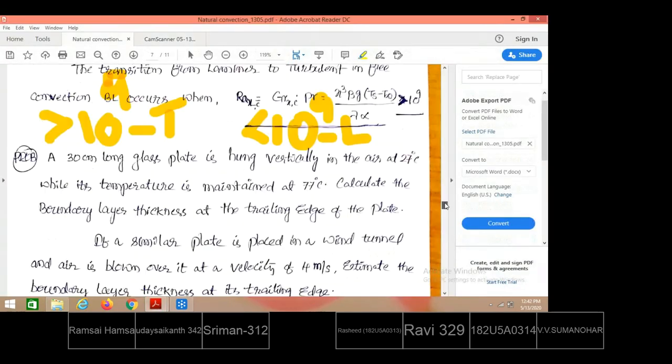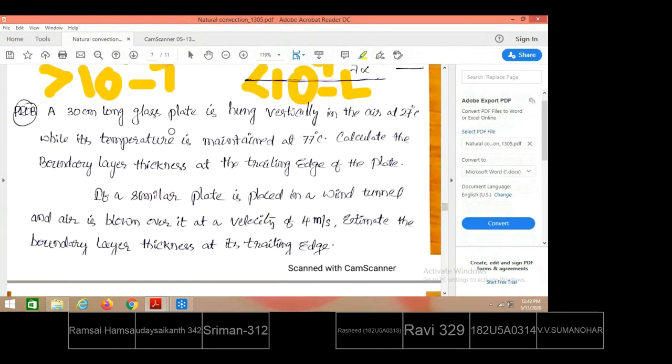You see, what is the problem given? A 30 centimeter long glass plate hung vertically in air at 27 degrees centigrade. T infinity is 27. The length of the plate is 0.3 meters, and the glass plate is maintained at a temperature of 77, that means Ts is 77. L value is given, the glass plate vertical height is 0.3 meters. Calculate the boundary layer thickness at the trailing edge of the plate. Trailing edge means at the top of the vertical plate.